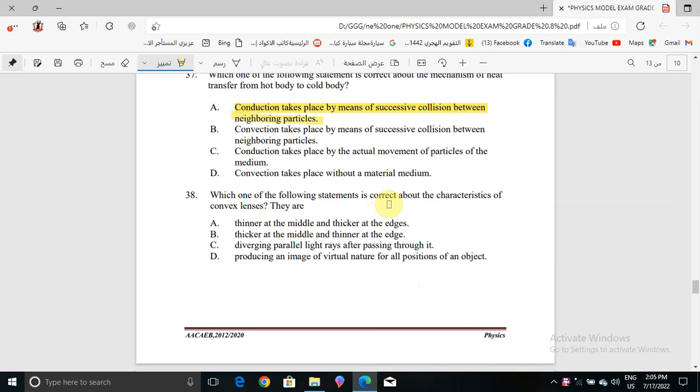Okay, now question number 38. Which one of the following statements is correct about the characteristics of convex lens? They are thicker at the middle and thinner at the edge. This is the correct one about convex.